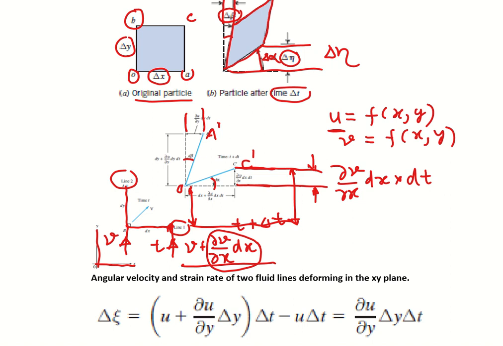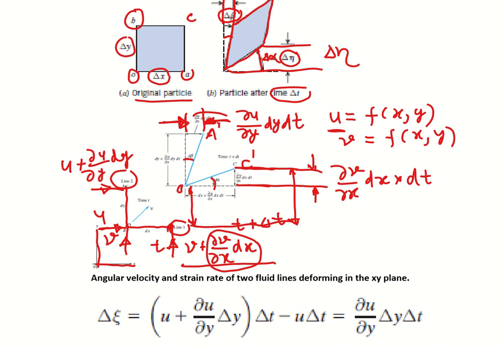Right. Similarly, this distance will be equal to what? To understand this, let us consider the velocity here. This is equal to u, and what is the velocity here? This will be equal to u plus del u over del y multiplied by dy. So this distance I am talking about will be equal to del u over del y multiplied by dy and dt.